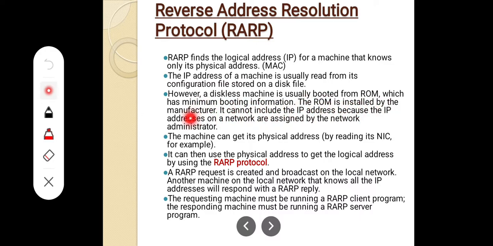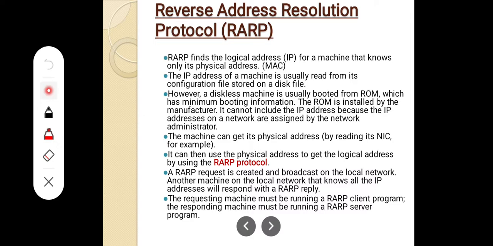The ROM is installed by the manufacturer. It cannot include the IP address because the IP addresses on the network are assigned by the network administrator. A system manufactured by a company will not know the IP address. So such an IP address will be assigned by whom? That IP address will be assigned by the administrator. So when we buy a new system, that IP address will not be present in the ROM. It will be installed later in the hard disk by the administrator.